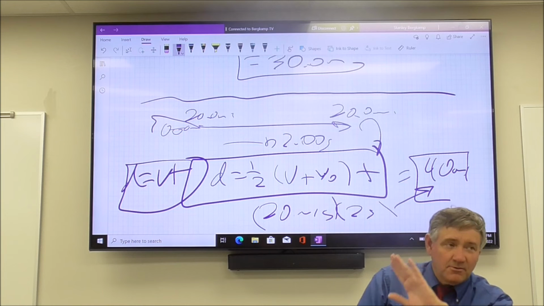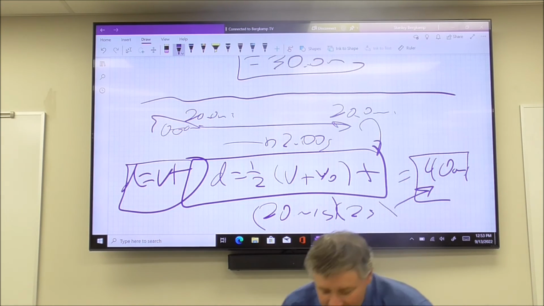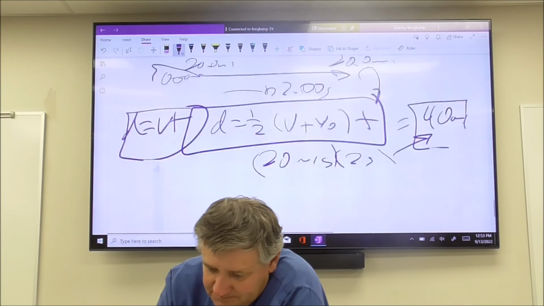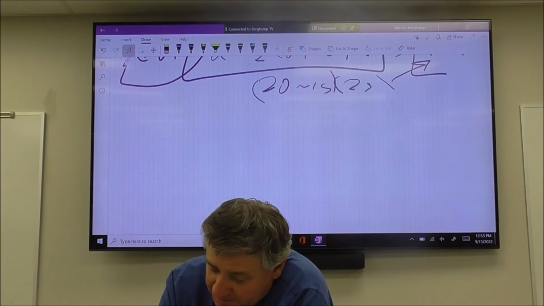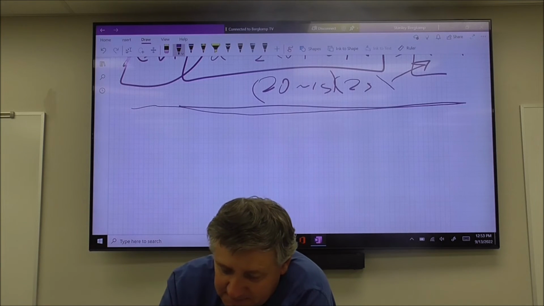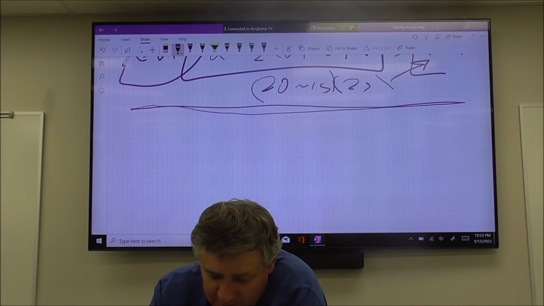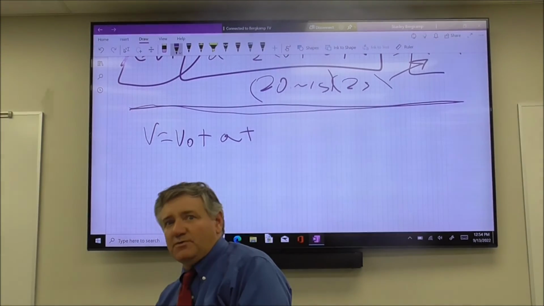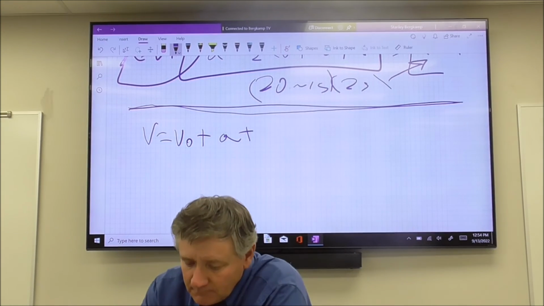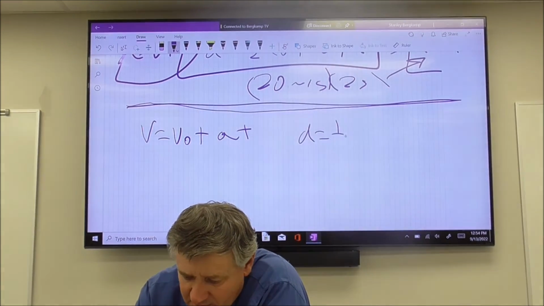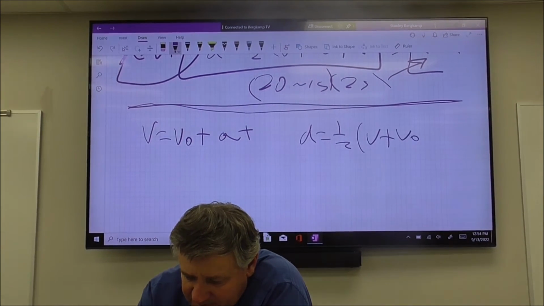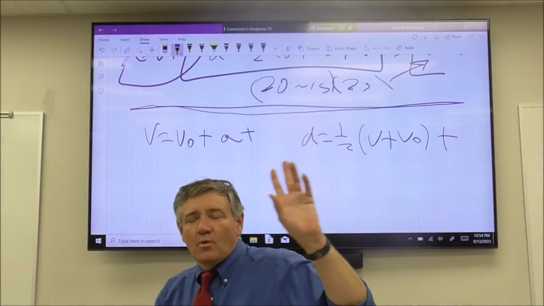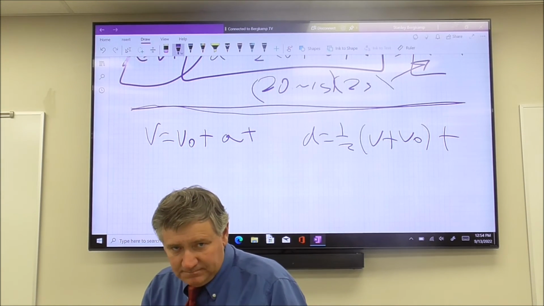Okay? So, got that. Now, we need to do a little bit of hocus pocus, which is not related to Halloween. Let's get that straight right now. So, what we said is that we had v equals v naught plus at. Cool with that? Got that one. We just came up with distance equals 1/2 (v plus v naught) times time. It's the second equation.